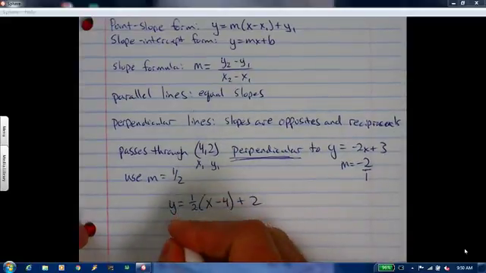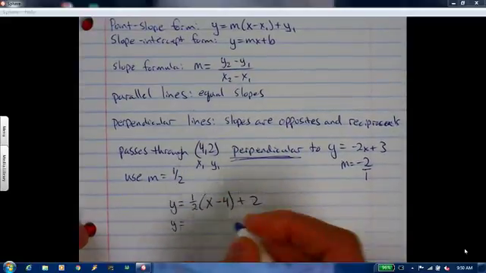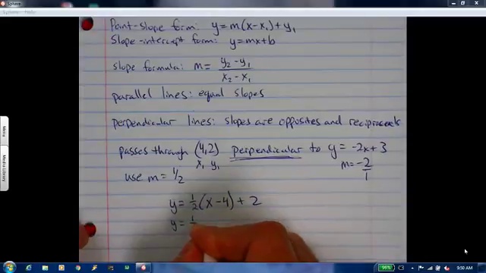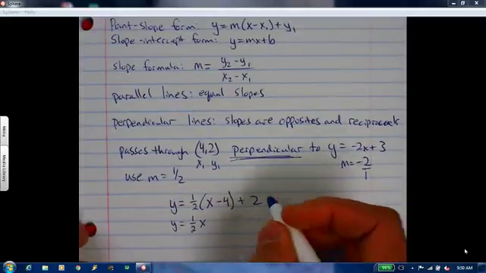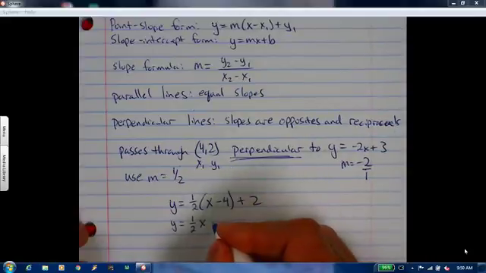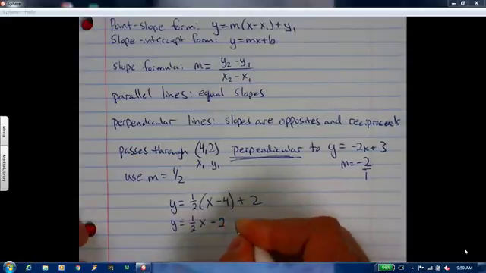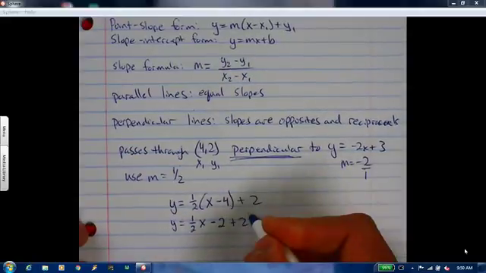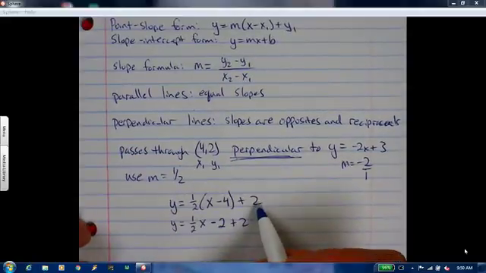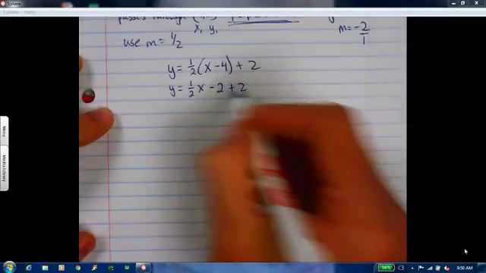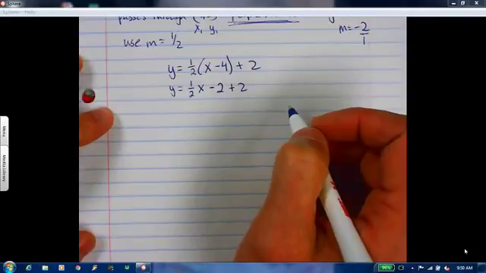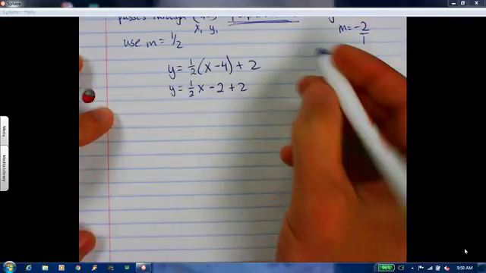So what's 1/2 times x? 1/2 x. 1/2 times negative 4 is negative 2, plus 2 at the end. I don't take the 1/2 times the last 2 because the 2 is outside the parentheses. So is that going to be minus 4 or minus 0? 0, so do I have to write the minus 0?